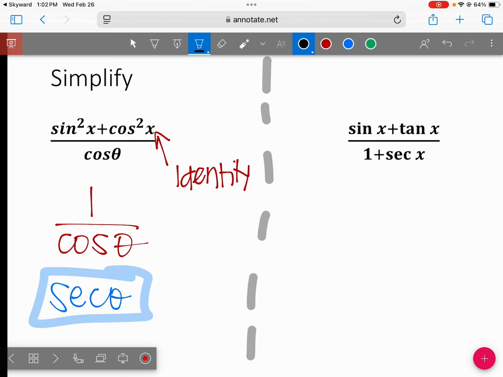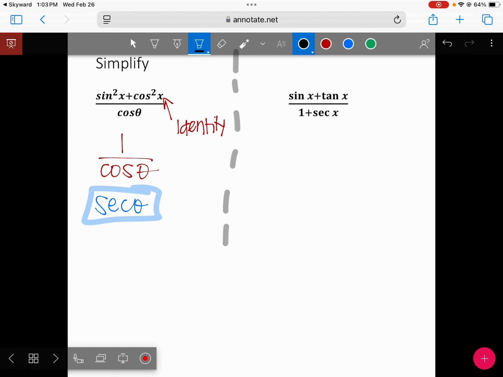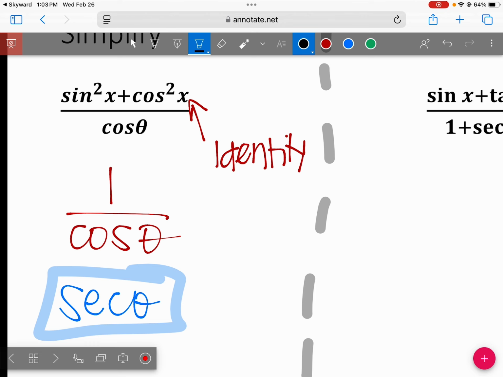Okay, so your x's, your thetas, in this next page we got some betas. All of it is just a variable. You can change all of them to x's, all of them to thetas, whatever variable is working best for you. So this next one, this should have been x's on top and x's on bottom.